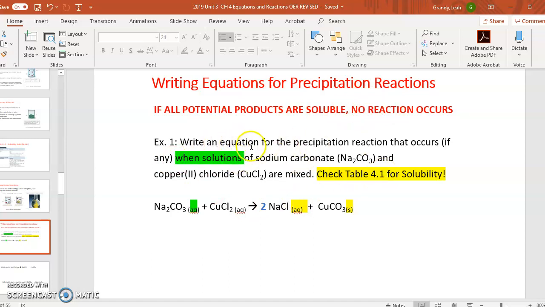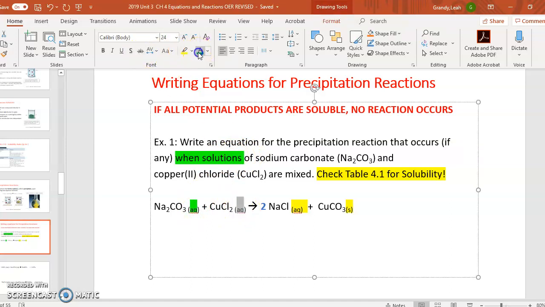So here's an example. Write an equation that occurs when solutions of... So I have that in green to indicate that if it says when solutions of, what we're looking at there, just want to highlight that, is that if solutions of means these two beginning reactants here, sodium carbonate, copper 2 chloride, are aqueous when they begin, and then what we do is we do a double displacement reaction.